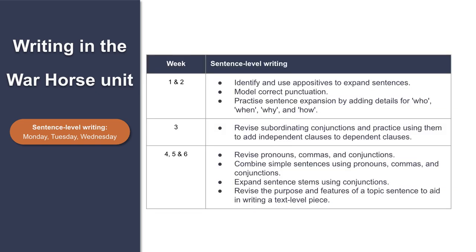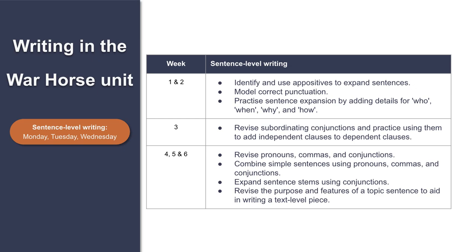In weeks 1 and 2, students identify and use appositives to expand sentences. Correct punctuation is modelled, and students practice using examples from the novel. Students will also practice sentence expansion by adding details for who, when, why, and how. In the 3rd week, students revise subordinating conjunctions and practice using them to add independent clauses to dependent clauses.